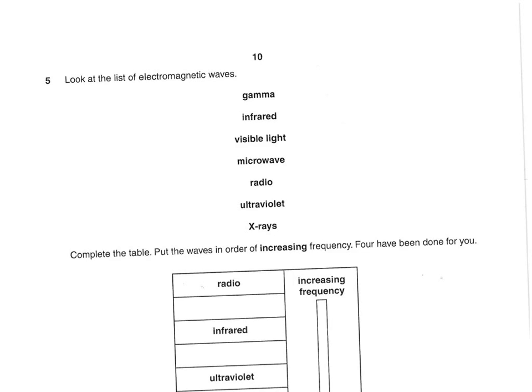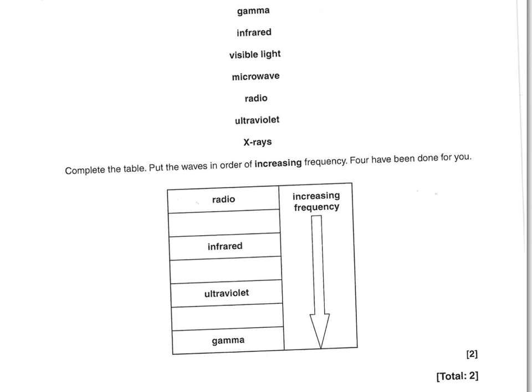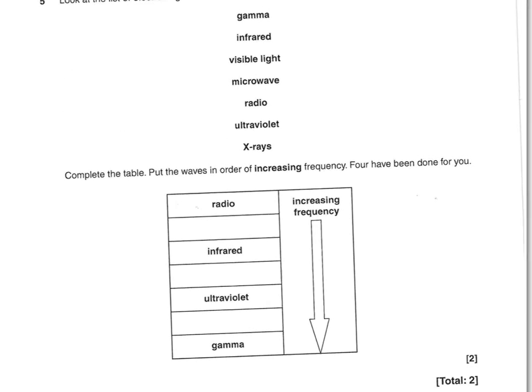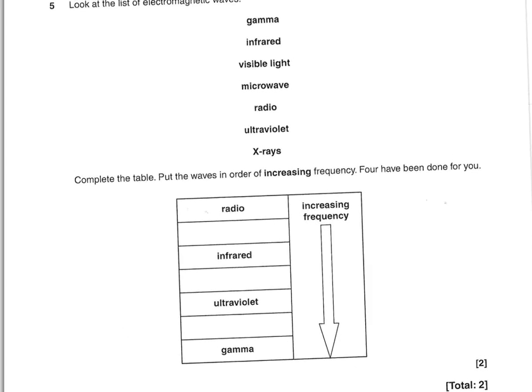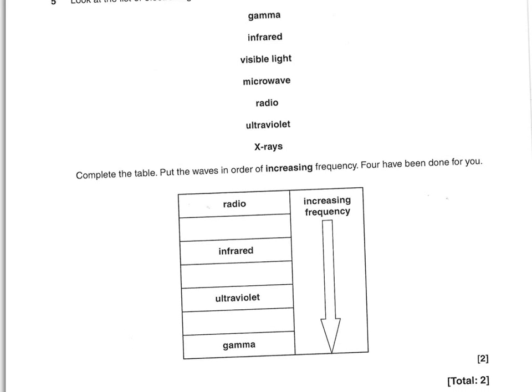Final question, look at the list of the electromagnetic waves. Complete the table, put the waves in order of increasing frequency. 4 have been done for you, so you just have to fill in the table. For 2 marks, if you get all 3 correct, that's 2 marks. And if you just get one of them correct, any one, then that's 1 mark.